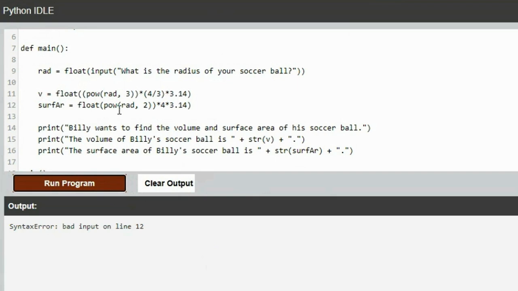Float. Do I make sure I have the right amount of parentheses here? 1, 2, 3, 4. Oh, 1, 2, 3, open. 1, 2. Yeah, that's the right numbers there. Float radius squared times 4 times 3.14. 1, 2. Nope, I have 3 closing and only 2 opening. Let's do that. Now we're good.